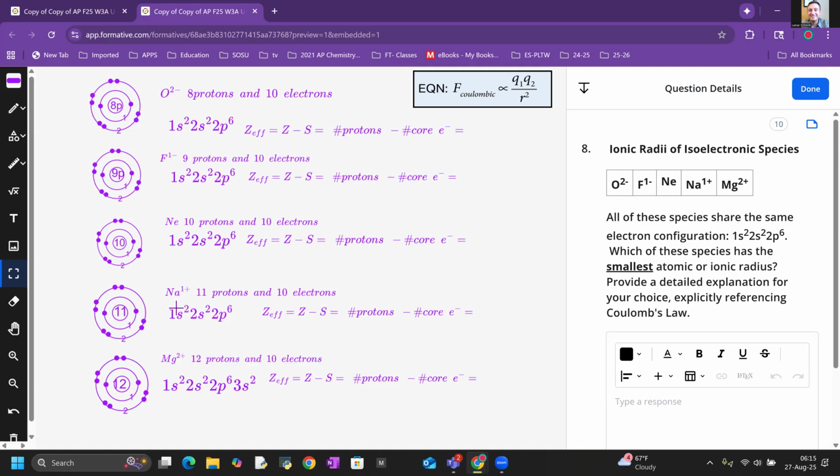They are not the same. This is sodium ion, that's neon, that's fluoride, that's oxide. But since they have the same electron configuration or the same electron arrangement around their nucleus, we say that they are isoelectronic. And then we look at magnesium.